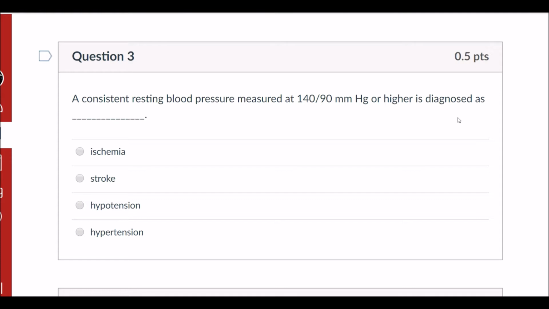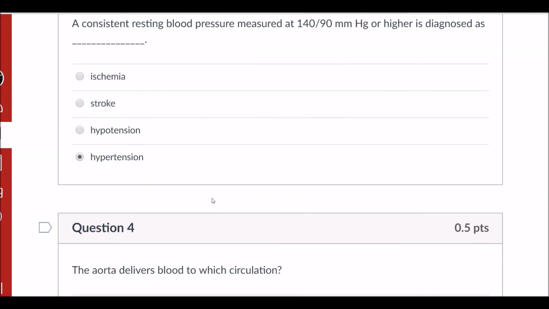3, a consistent resting blood pressure measured at 140 over 90 millimeters of mercury or higher is diagnosed as hyper. Hyper is excessive. Hypo is below. What does the first one mean? Ischemia? Oh, that's like spasms. So coronary ischemia is when the coronary arteries will constrict and you'll get less oxygen. And they should relax again. So that's a brain fart sometimes if it occurs in your brain. That's what we call it. Ischemic attacks.